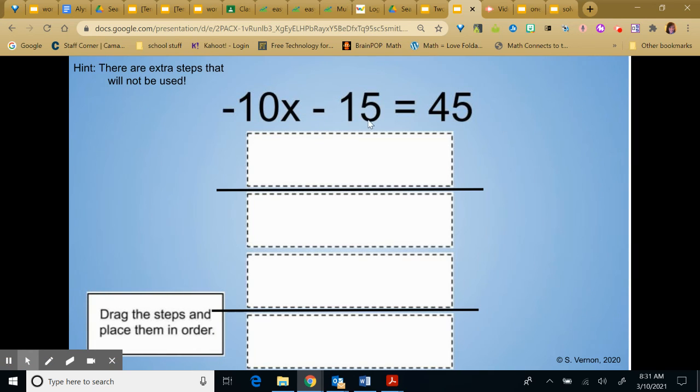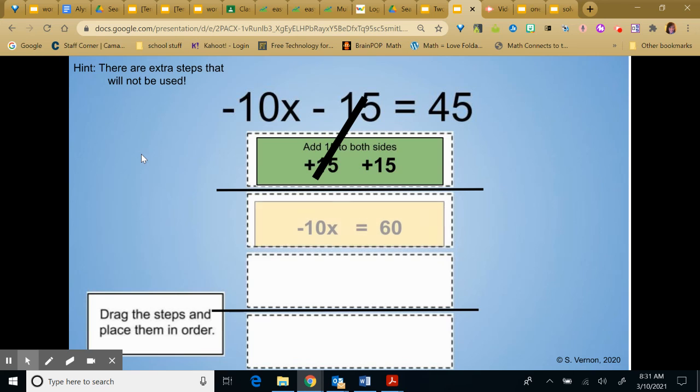Here's another one. So we have a minus 15. We need to add 15 to both sides. Those two 15s cancel out. We have negative 10x. Don't forget to bring down your negatives, okay? Negative 10x equals 60 because we added 45 plus 15.